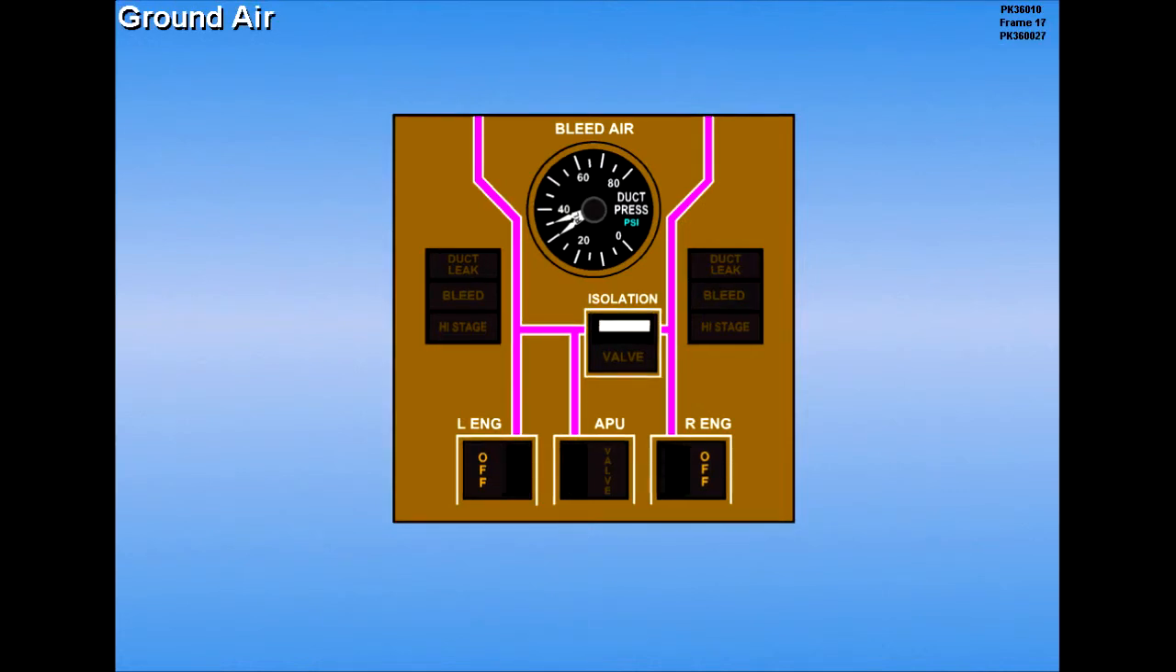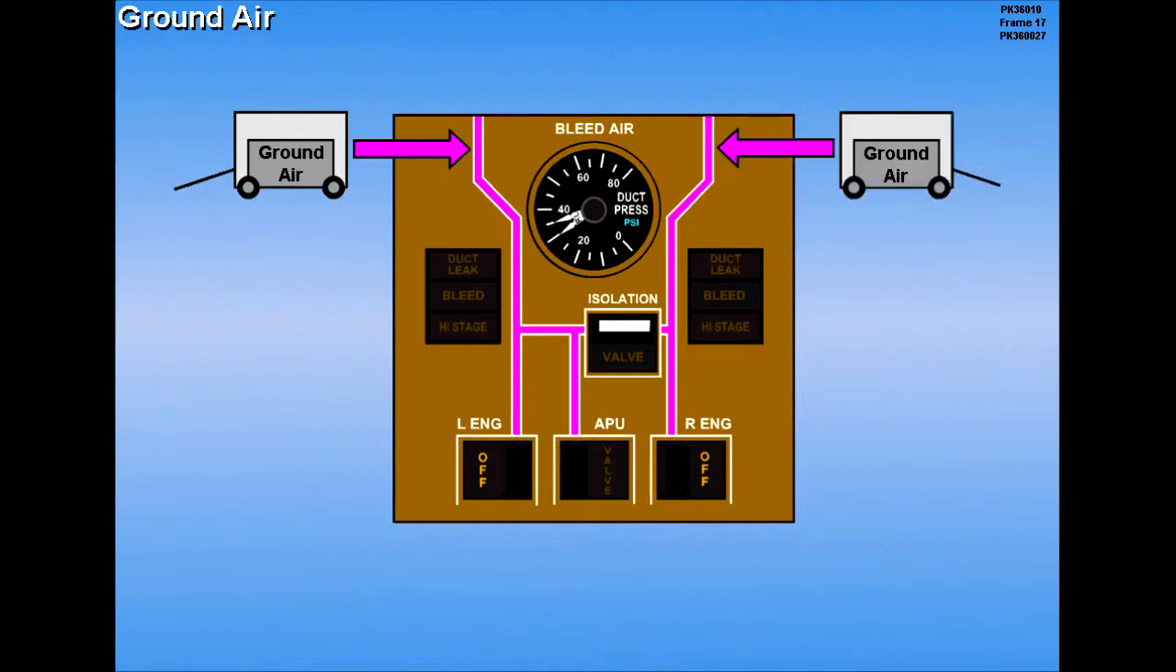There are two ground air connections, one in the left pneumatic duct and one in the right. Two air sources are required to supply the volume of air needed for two-pack operation or engine start.